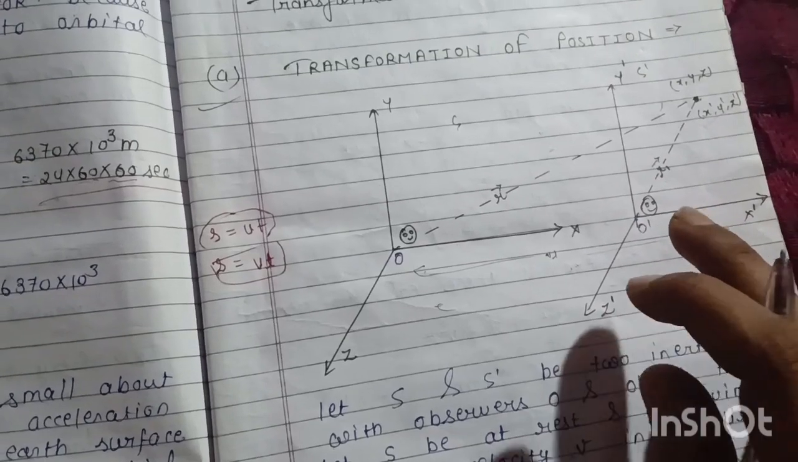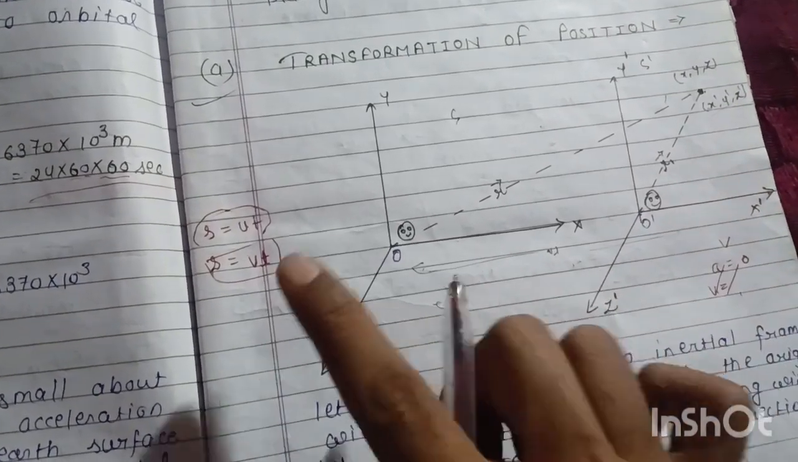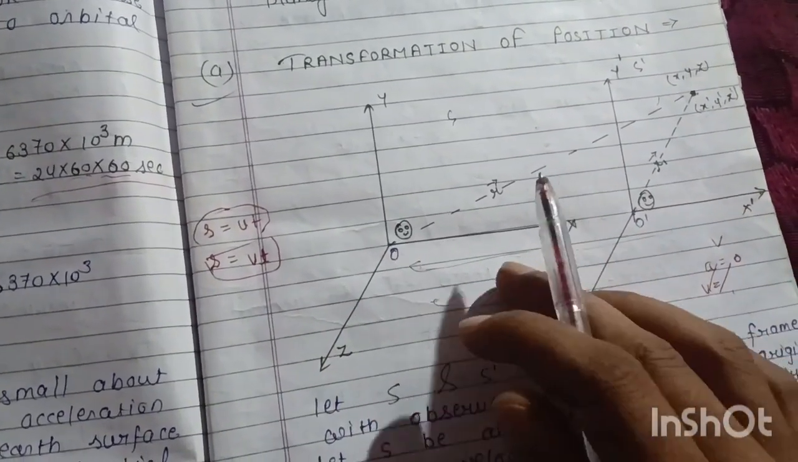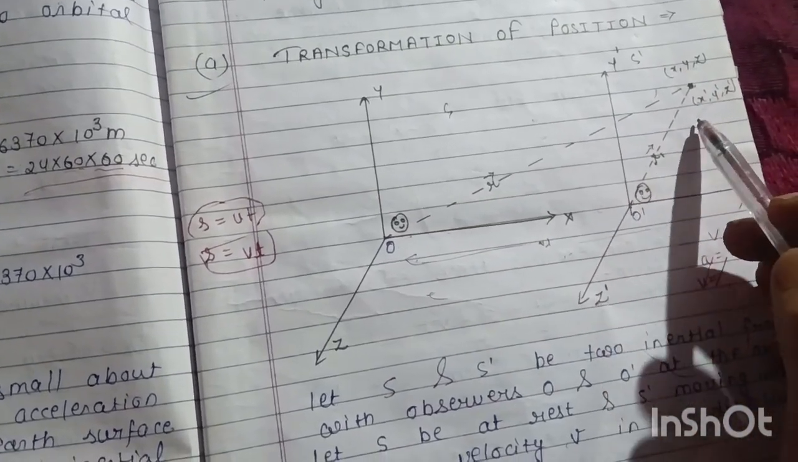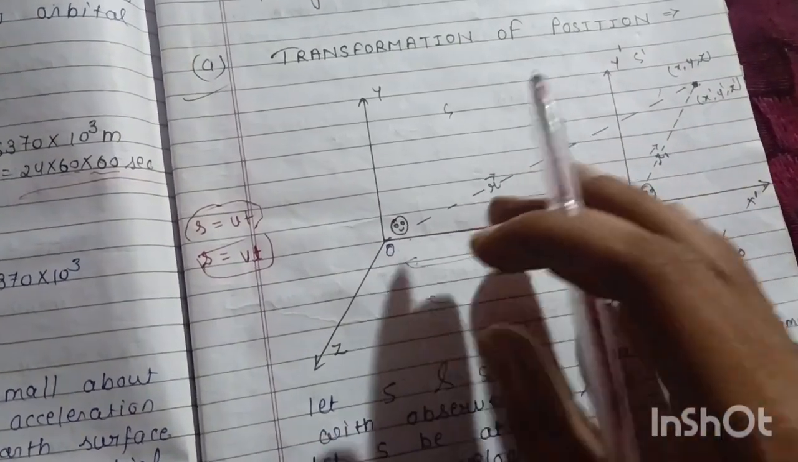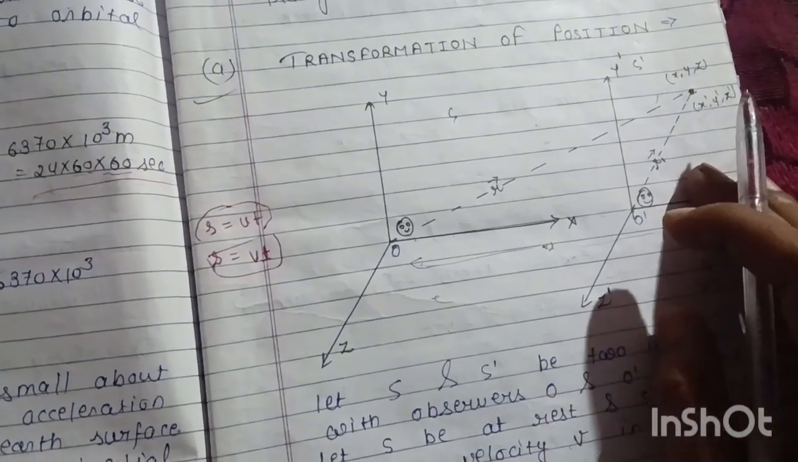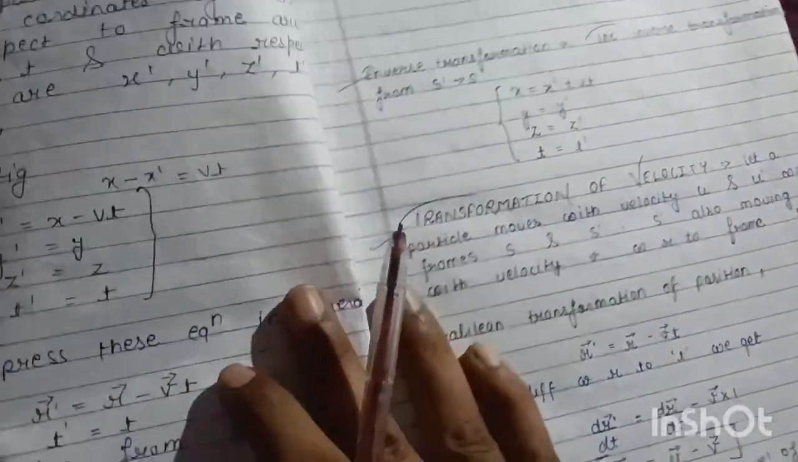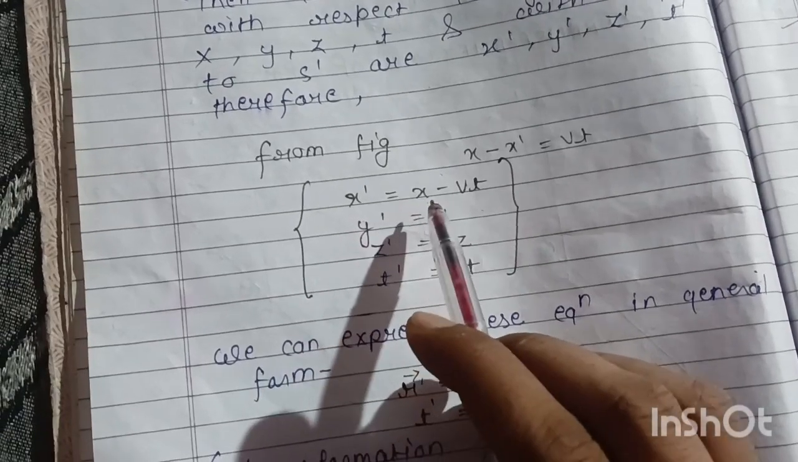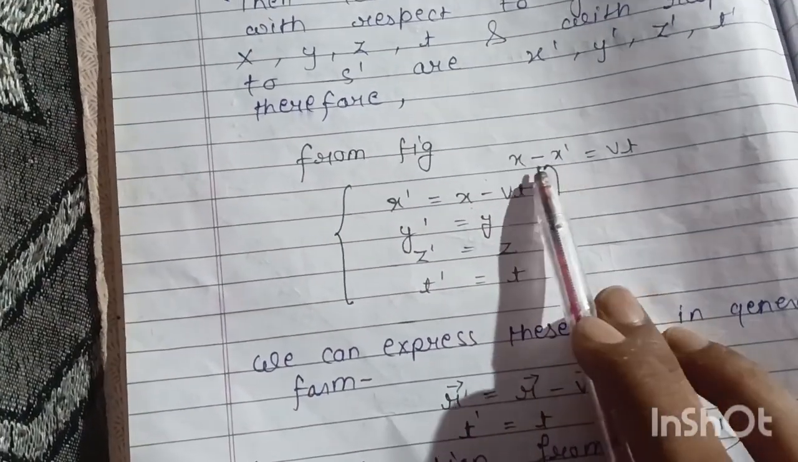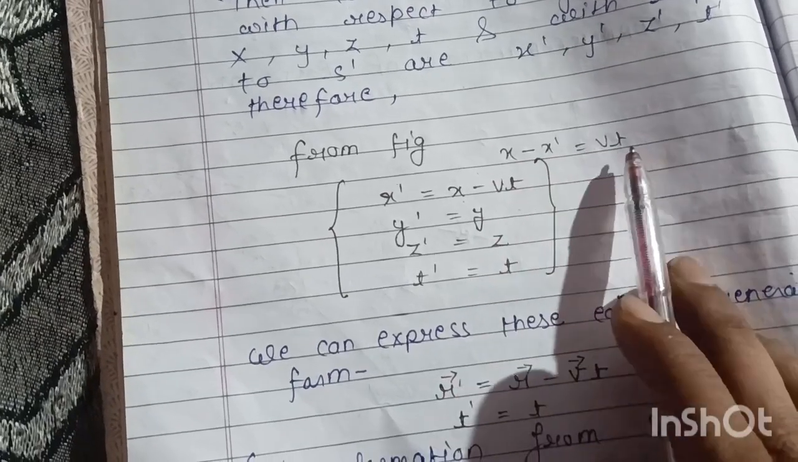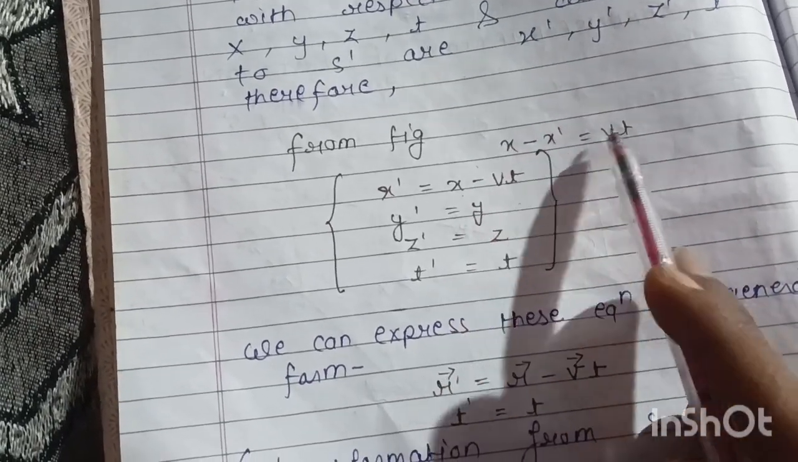So this frame in t seconds will cover vt distance, and the other frame is at rest. For one frame it is x, and for the other frame it is x plus vt, because it has traveled vt distance. So to calculate x dash, we will do x minus vt, because we know that the difference between the first x and the second x will be vt.